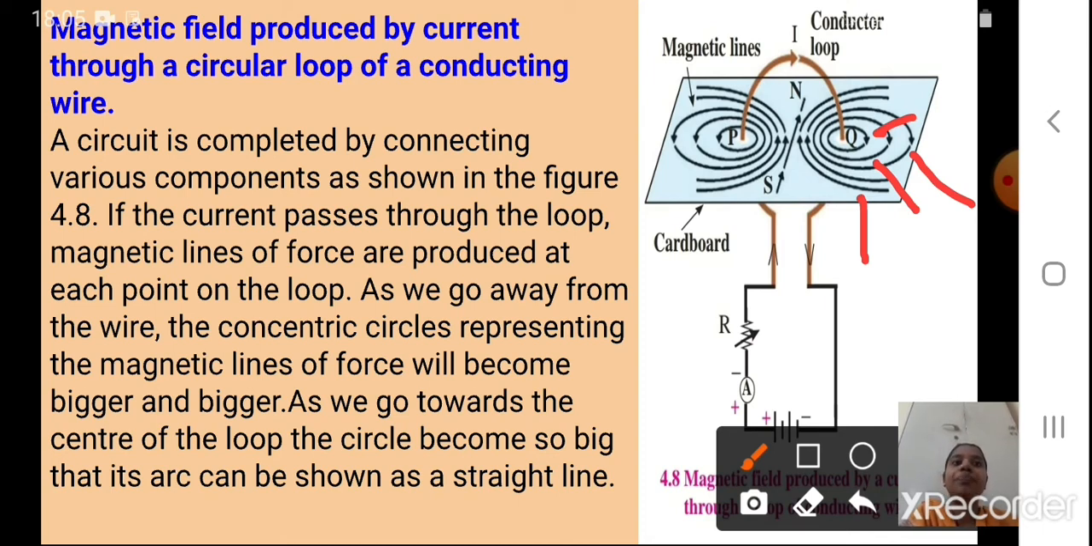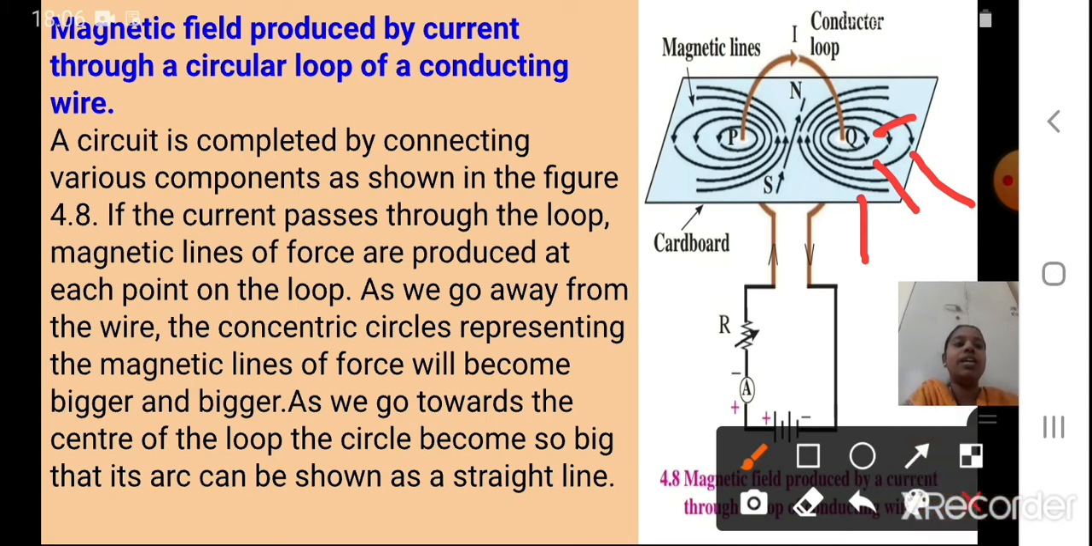So you can see that if a loop is there, at both ends of the loop the concentric circles are forming. Those concentric circles represent the magnetic lines of force. Only this much is important to remember: if we have a loop of wire, there is a formation of concentric circles at both ends of the loop, representing the magnetic lines of force. Okay students, I hope you understood this. So we'll continue next.